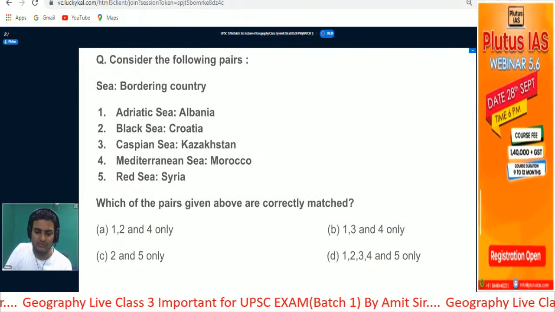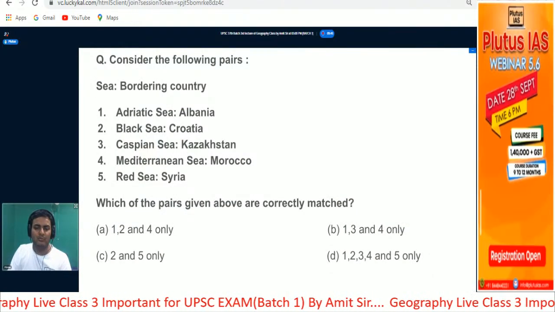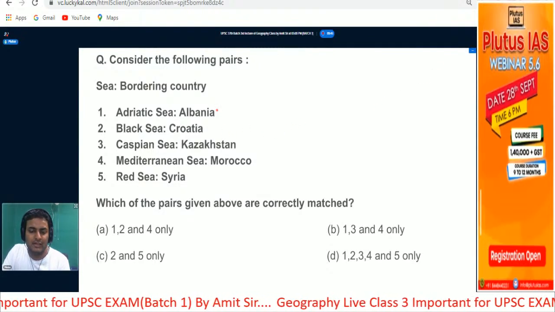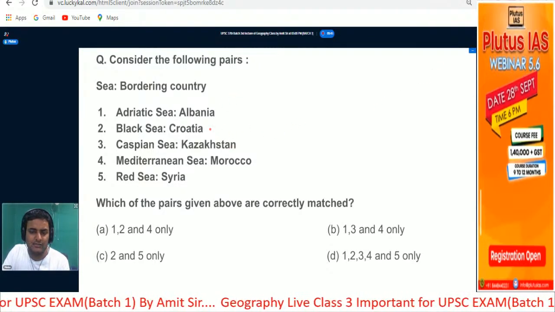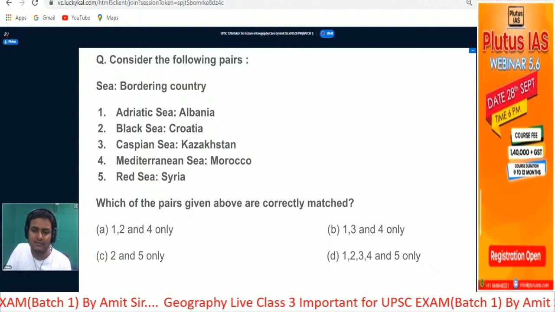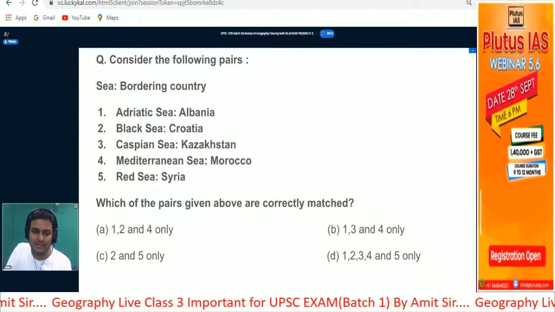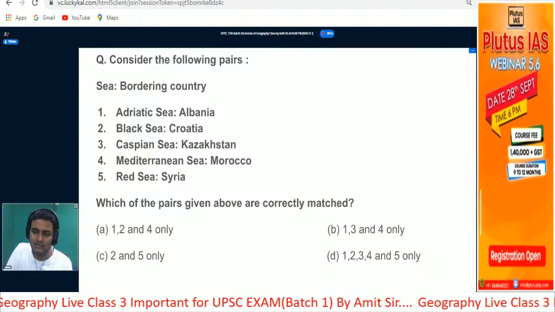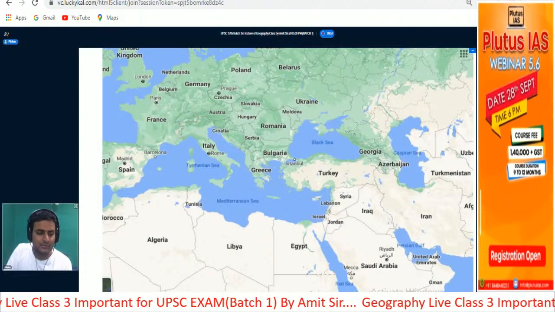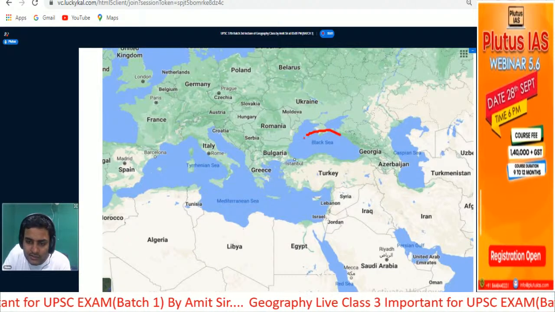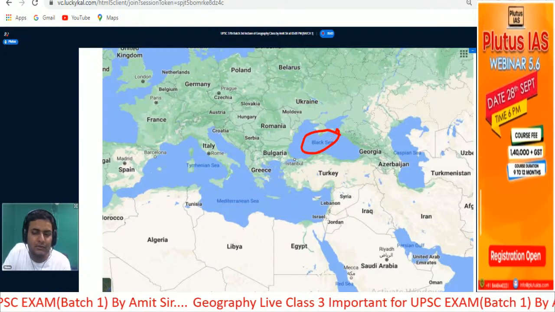So these were the names of seas which I gave you in your home assignment or homework. First one was Adriatic Sea. The second one is this Black Sea. The third one is this Caspian Sea. Fourth one is Mediterranean, and the fifth one is Red Sea. So let me tell you one by one. I think you can see it clearly. This one is Black Sea. Is it visible to you?